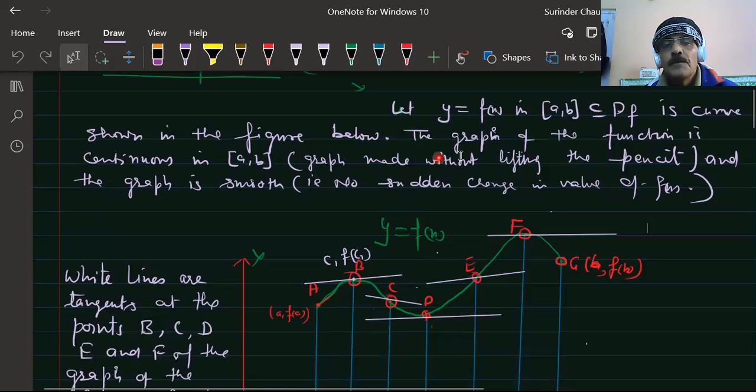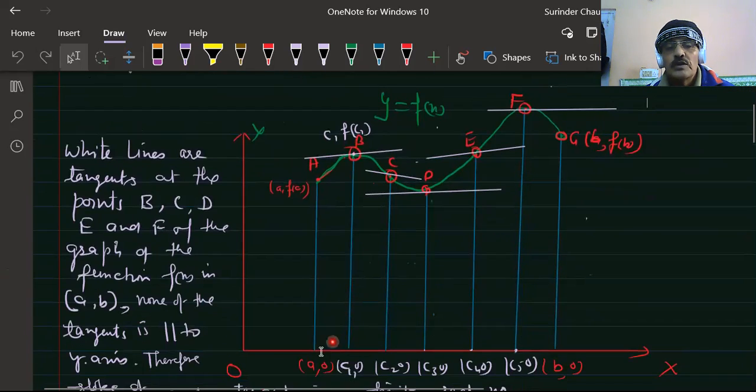The graph of the function is continuous in the closed interval, so the graph can be made without lifting the pencil from the initial point to the terminal point. And the graph is smooth, that is, there is no sudden change in the value of x. Suppose y is equal to f(x) is the taken function and a to b is the interval, a subset of the domain. So we have drawn the graph of this function from a to b.